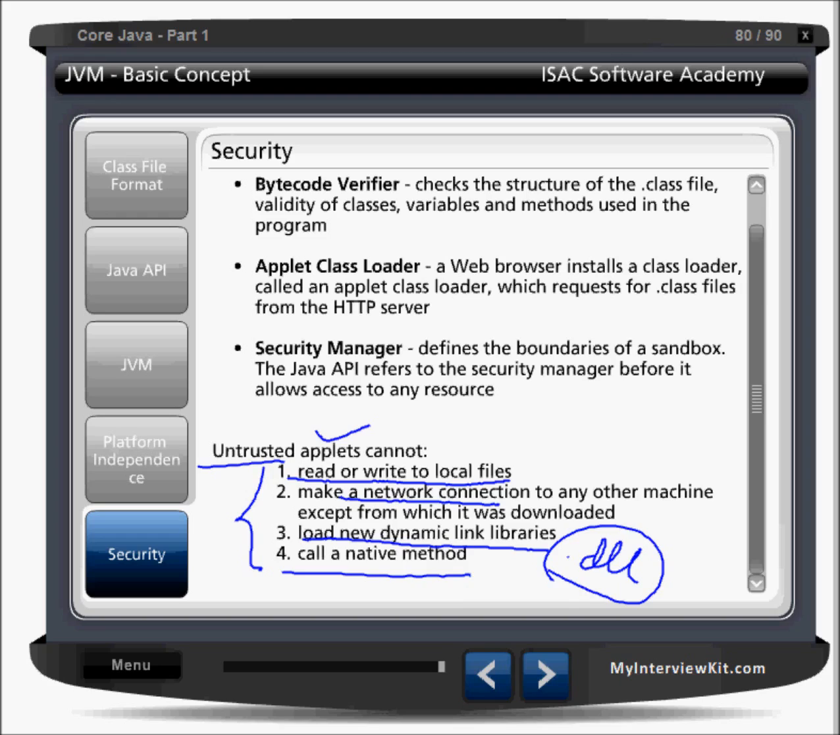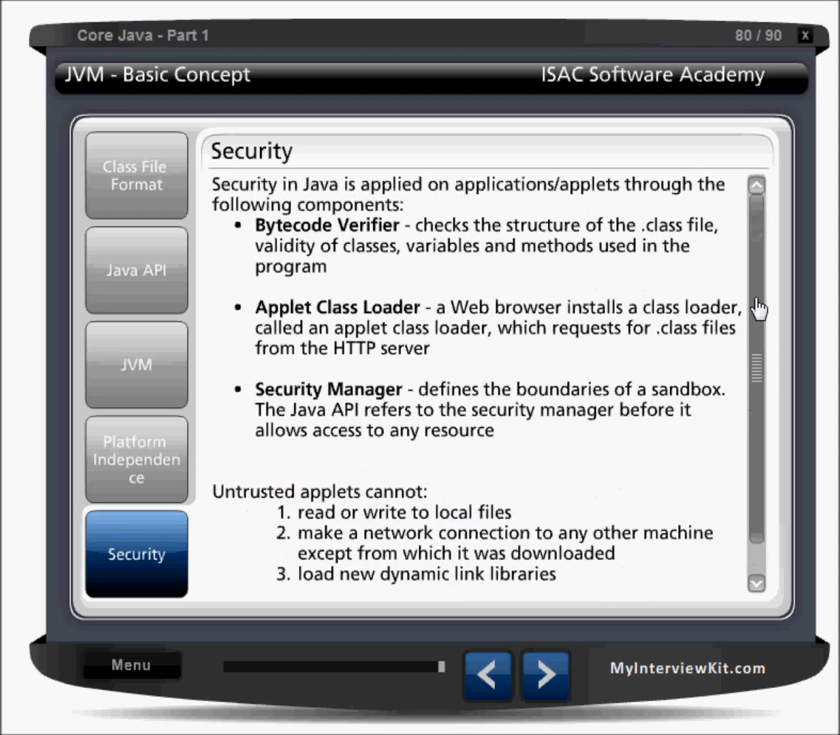Now how does it do this much? There's a concept here, look at here. Whenever applets load, they load into a very secure environment and it creates a separate memory, and that memory is called the Java sandbox. So it runs in that Java sandbox, and a lot of verification is applied on the bytecode. There's a bytecode verifier, an applet class loader, and a security manager. So what does the bytecode verifier do? It checks the structure of the class file, and the validity of classes, variables, and methods used in the program.